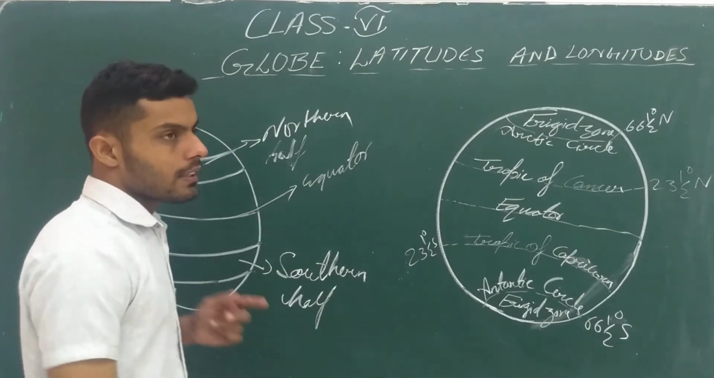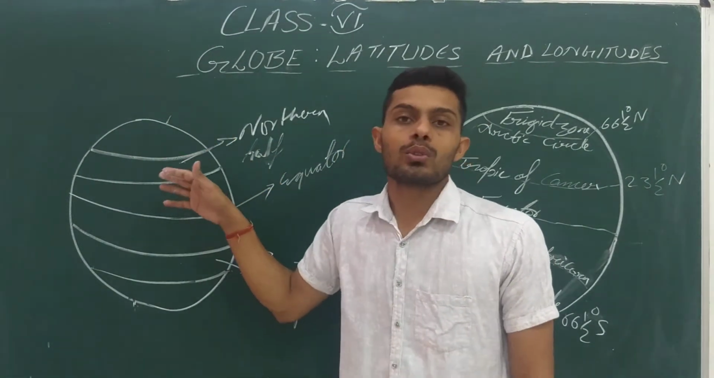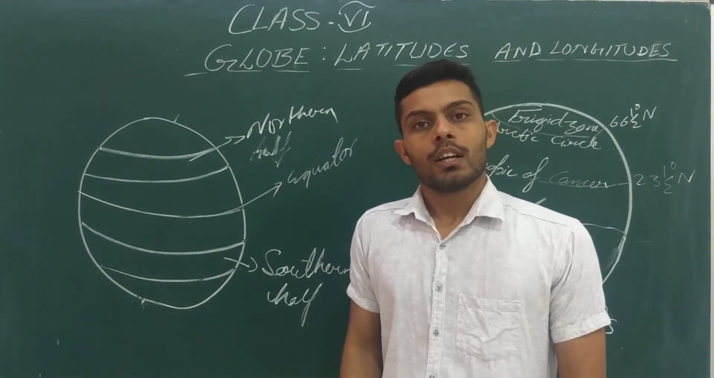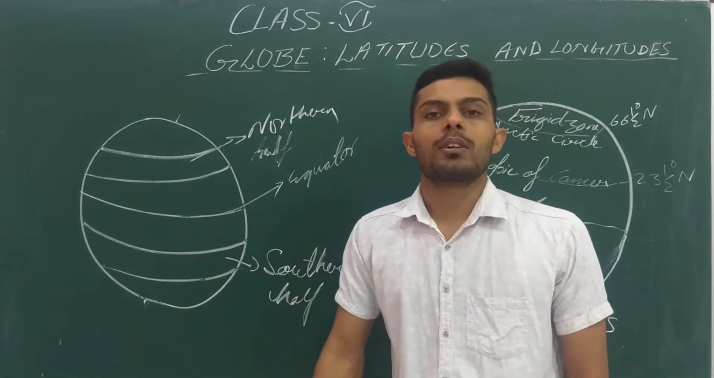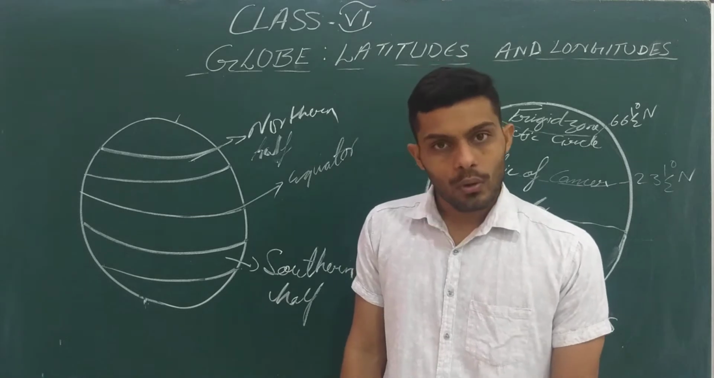Why is this the northern half and this the southern half? Because this half is lying in the north of our equator and this is lying in the south of our equator. So all these parallel lines, which are parallel to the equator, have been known as parallels of latitude. Got it, beta?